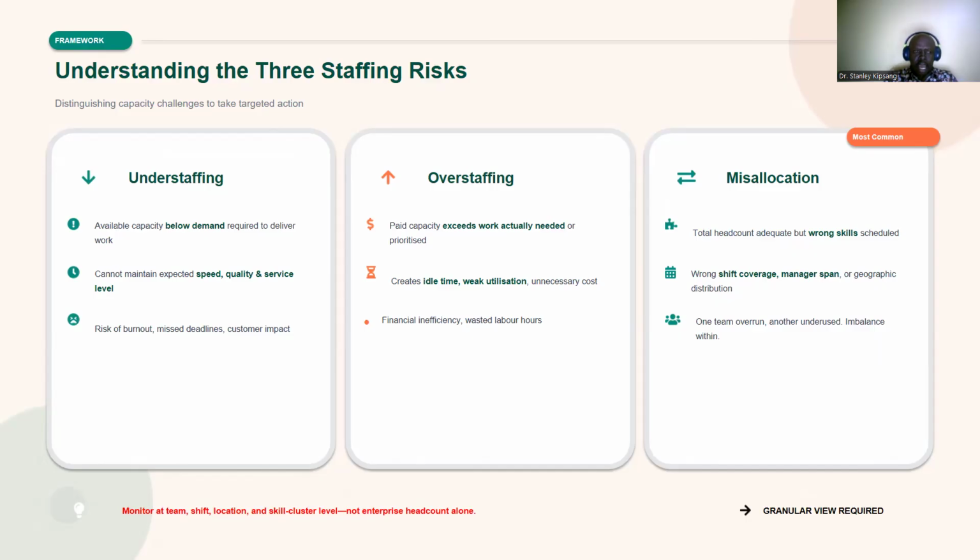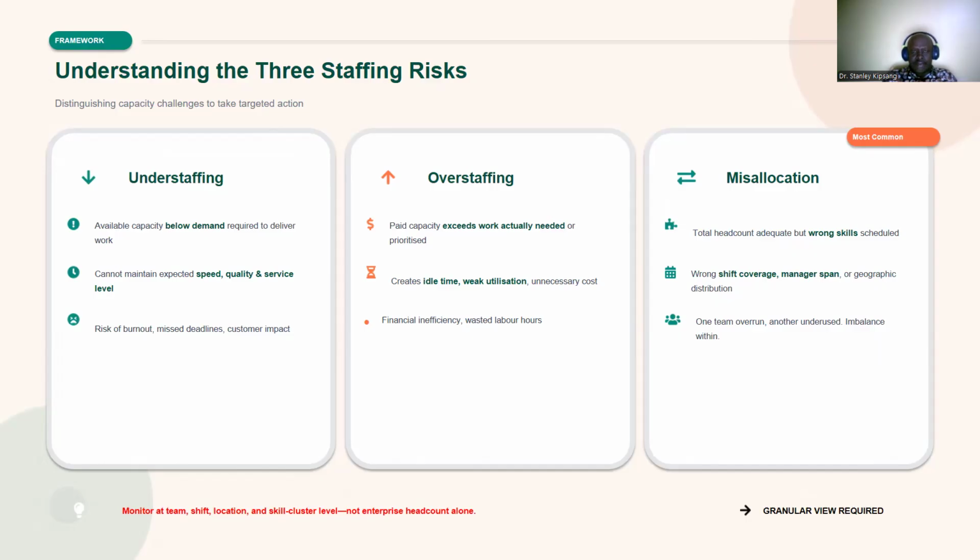There are risks of burnout, missed deadlines, and risks in terms of customer satisfaction. It will impact the customer experience because you might not have enough people to address the concerns of the customers, as they are deficient in number.